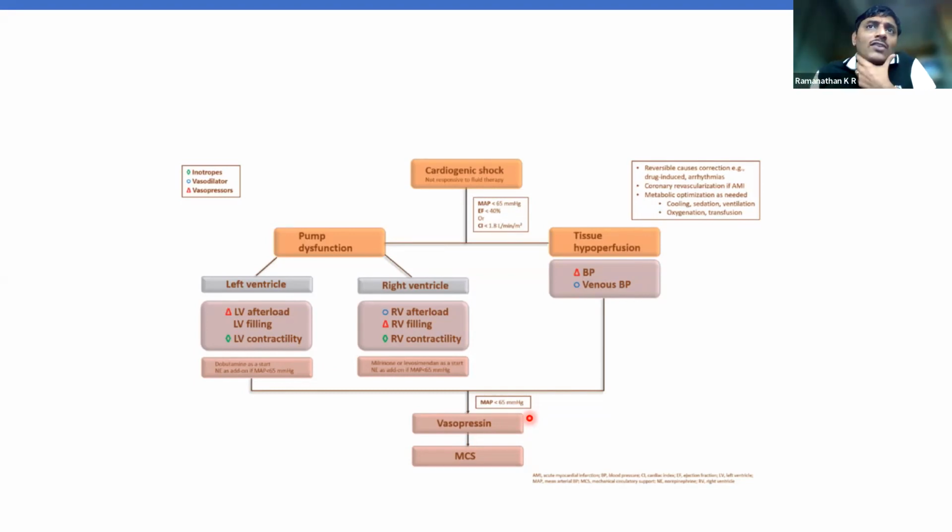Now, mind you, one of the important things that happens hand in hand with pump dysfunction in a shock state is tissue hypoperfusion. So you would also need to address that, and judicious therapy with IV fluids would be required alongside management of ventricular dysfunction with inotropes. So this is something which can be broadly said about inotrope use in cardiogenic shock.